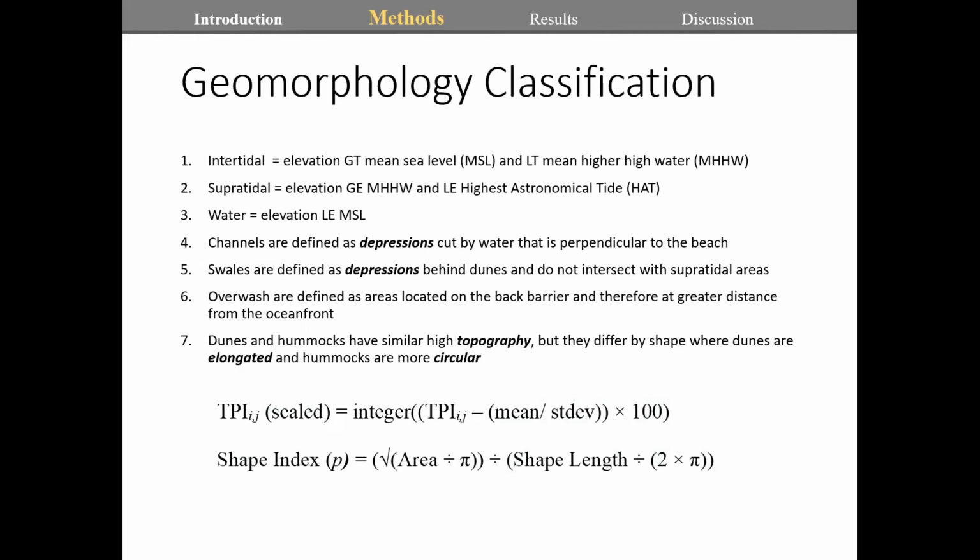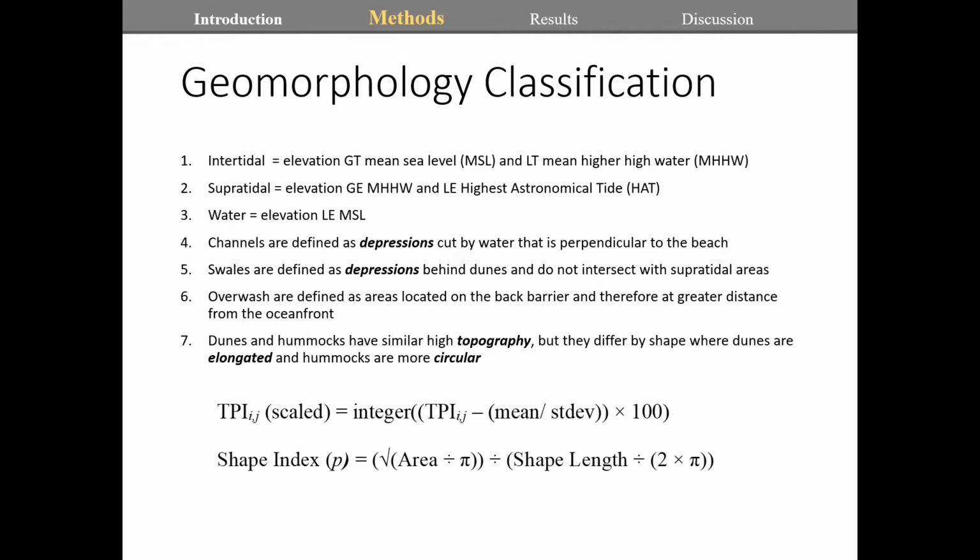In the geomorphology classification, here are some of the highlights. For example, the intertidal class was any elevation that was greater than mean sea level and less than mean high or high water. The supertidal is defined this way, etc. So you can see how these are somewhat easy rules to implement in a GIS. Once you've corrected the LiDAR data for your tidal regime, you can implement that in a model.